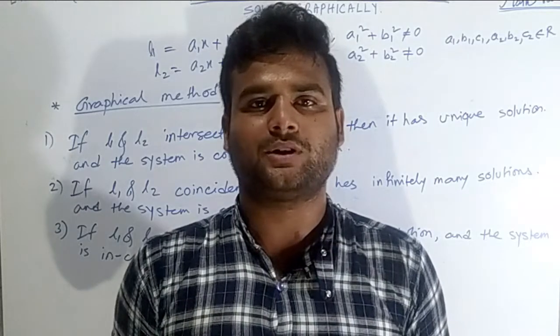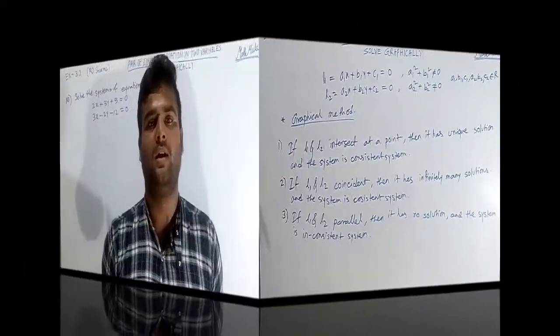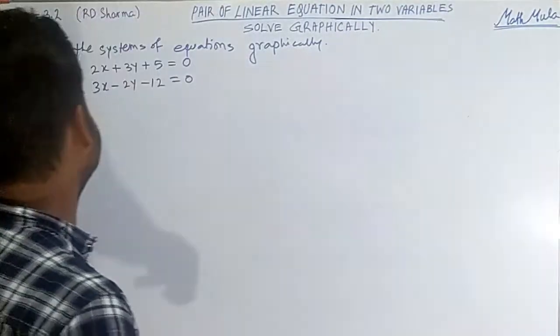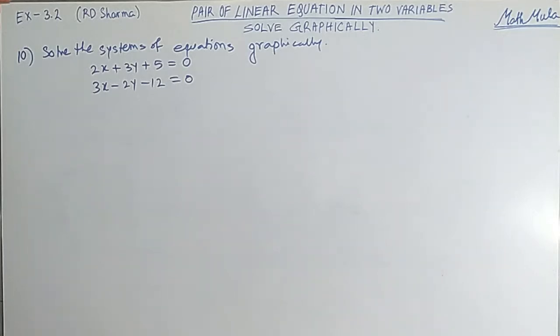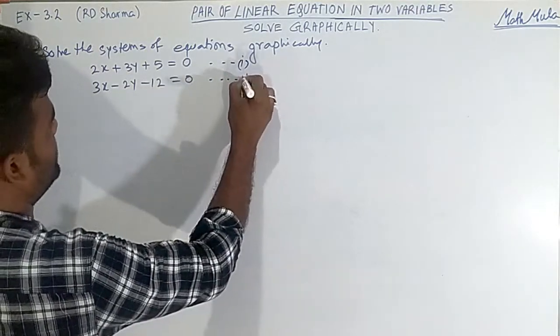Now we solve some important sums by graphical method from the book, Additional exercise 3.2. Now we solve sum number 10. Solve the system of equations graphically. 2x plus 3y plus 5 equals 0 and 3x minus 2y minus 12 equals 0. Now we solve this sum. First mark these equations 1 and 2.